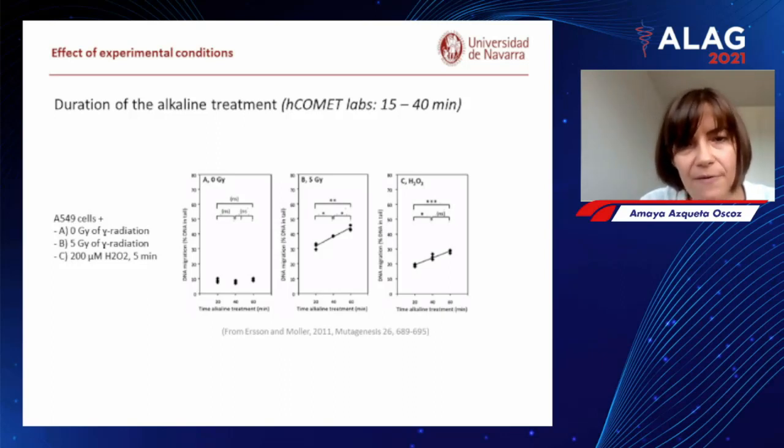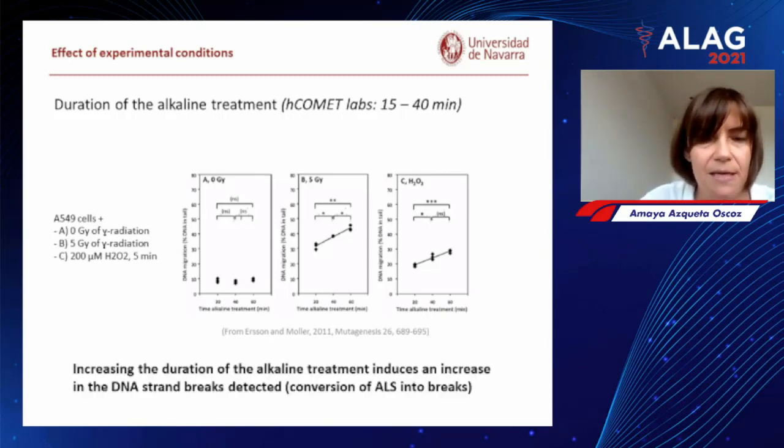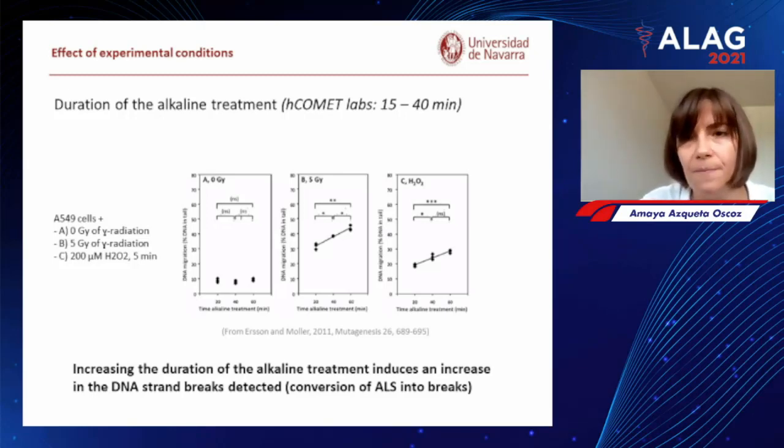Here in the first graph, graph A, these are untreated cells. The second one are cells treated with gamma ray, and the third one are cells treated with hydrogen peroxide. And they were using 20, 40, and 60 minutes. And results are similar to the previous ones. So increasing the duration of the alkaline treatment induced an increase in the DNA breaks detected. During the alkaline treatment, all the alkali labile sites are converted into breaks. And the kinetics of this process is not well known.